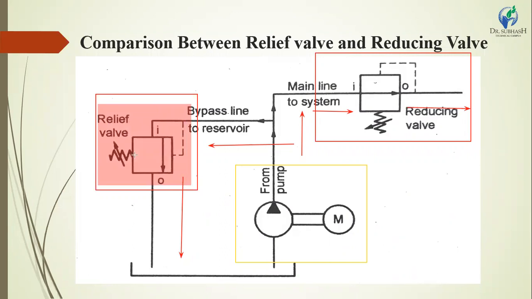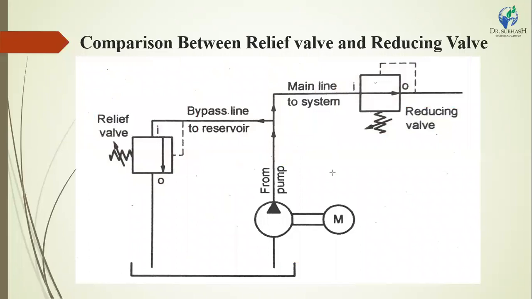On the secondary side, we have the pressure reducing valve. In its normal condition, the valve is always open. If the valve were closed in the normal position, then the system would not work. So the reducing valve is always in an open condition, and it also maintains the pressure inside the hydraulic circuit where required.